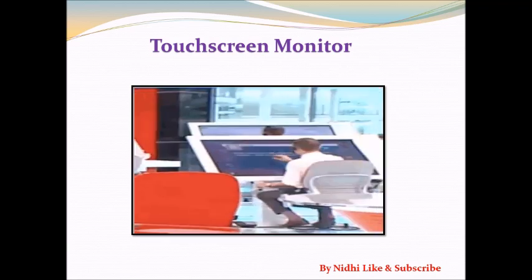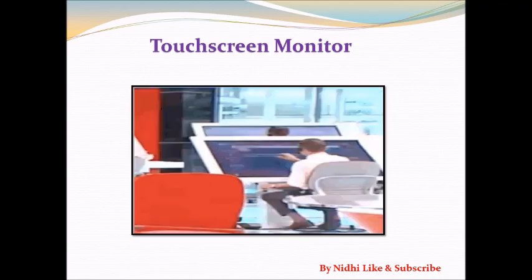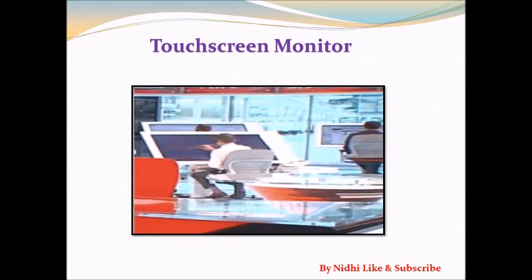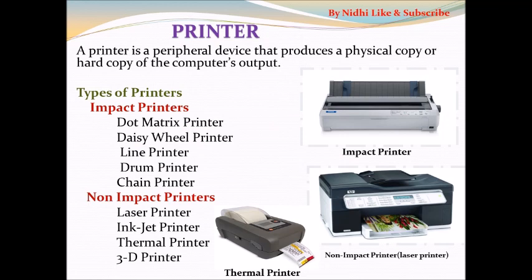Let us talk about now printers. So a printer is a peripheral device that produces a physical copy or hard copy of a computer's output. So there are two types of printers. One is impact printer and another is non-impact printer. Impact printers work on the principle of typewriter mechanism and allow physical contact between the printer head and the paper. They print by the impact of dot wires on the page, and they are also known as character printers.